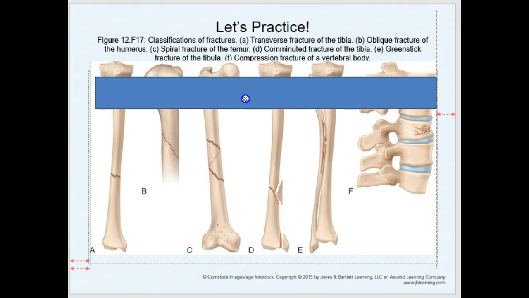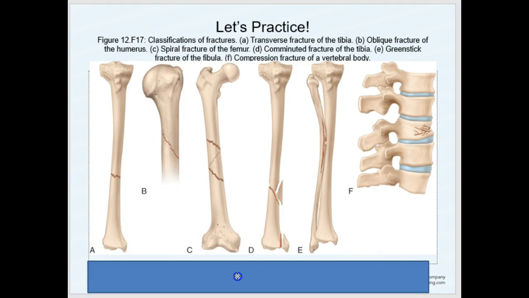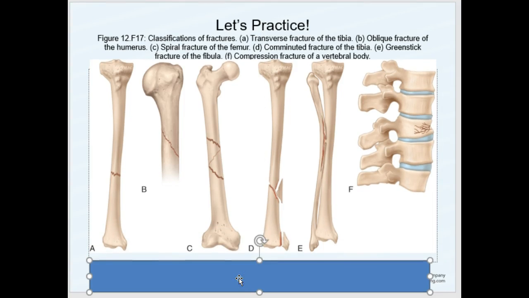If we look at these, A is transverse, which is because it's across. Oblique is B, which is at an angle. C is a really good spiral fracture. I don't think we quite always see it go all the way around. I guess you could. D is comminuted. There's multiple pieces. E is that green stick. You can see it's only fractured on the one side. The rest of the bone is intact.